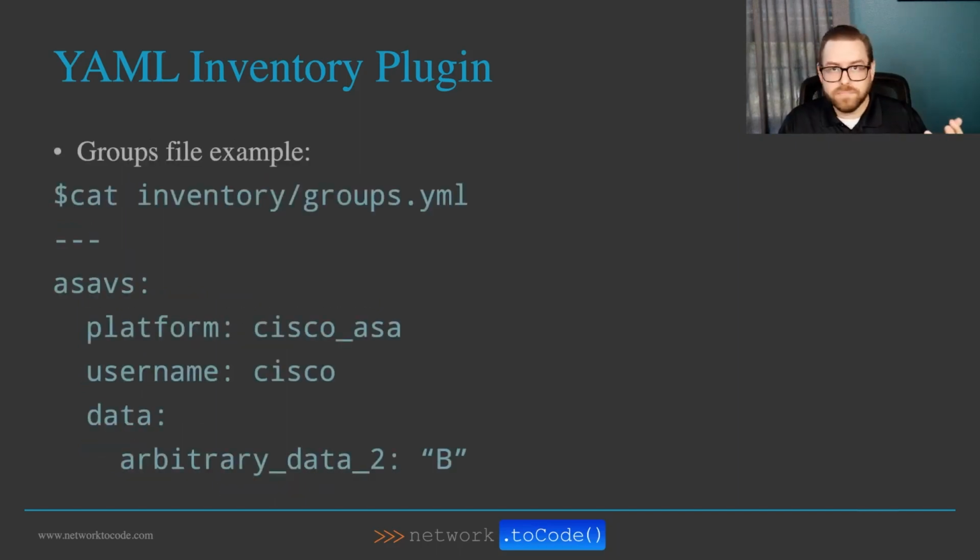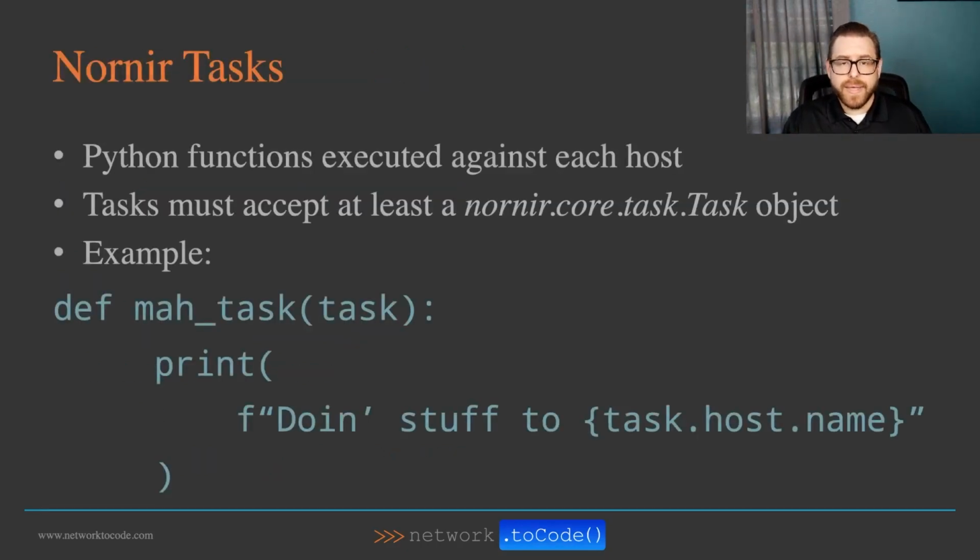The group file is much the same. The group name, any attributes about the devices that are members of that group, and in addition, any other arbitrary data you wish to maintain about that, a device location, what's the vendor, things like that, other things that you care about for that device. So when we get into it now, tasks are, again, the Python functions you're going to execute against each host.